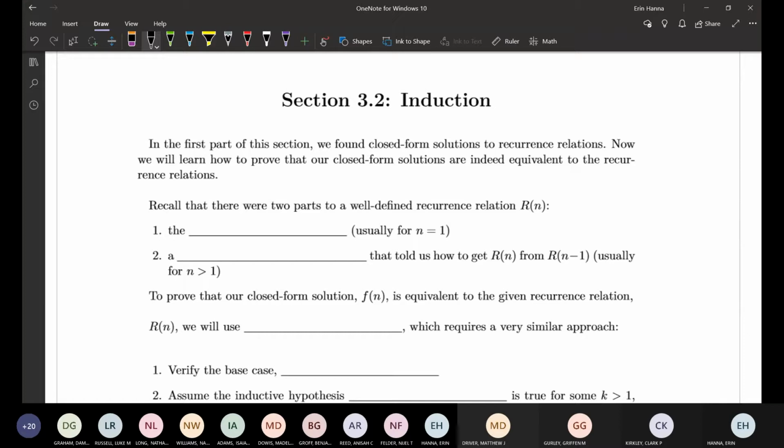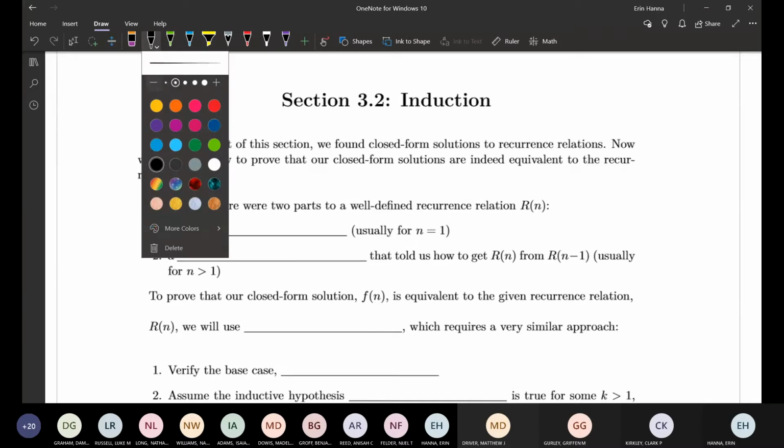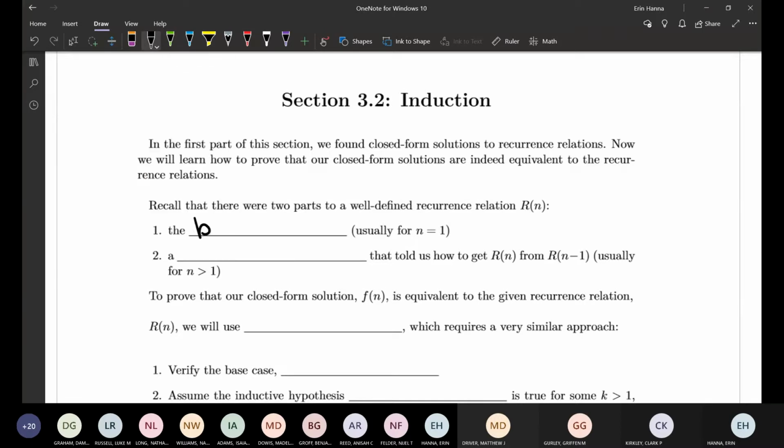So recall that a recurrence relation essentially has two parts. It has the base case, and that's the one that you're essentially just told is whatever. It's usually the n equals 1 piece. And then you have the recursive step, which is the thing that told you how to get to the next term.